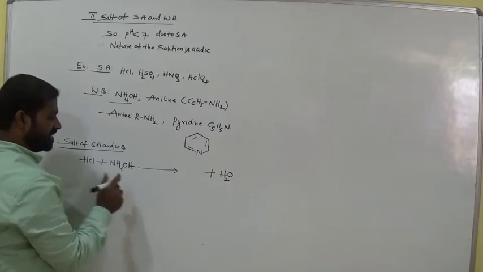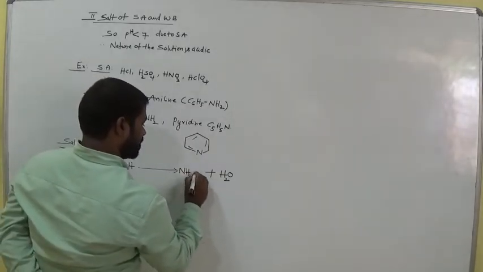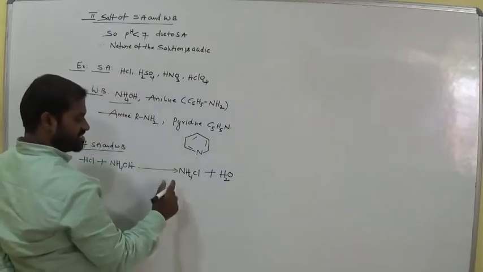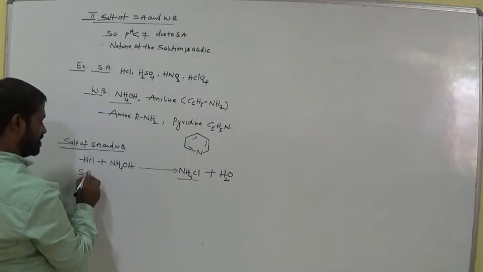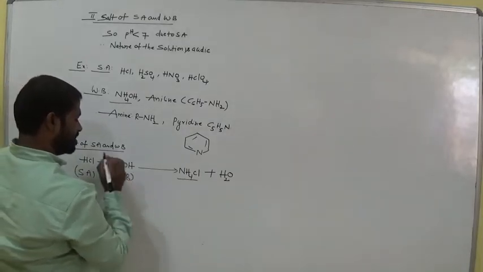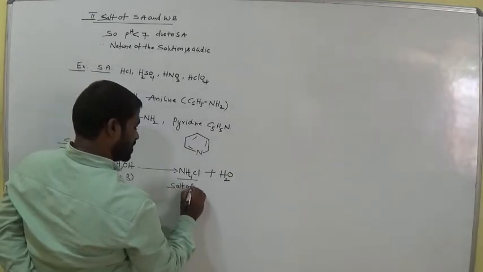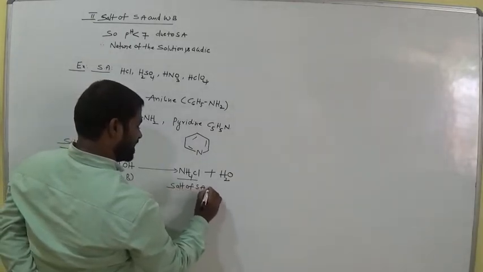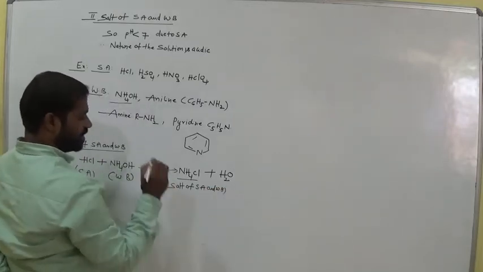Now the remaining one is ammonium chloride, am I right? Ammonium chloride. This is the salt. This is strong acid and this one is weak base. Now this is salt of strong acid and weak base. Clear, all of you?